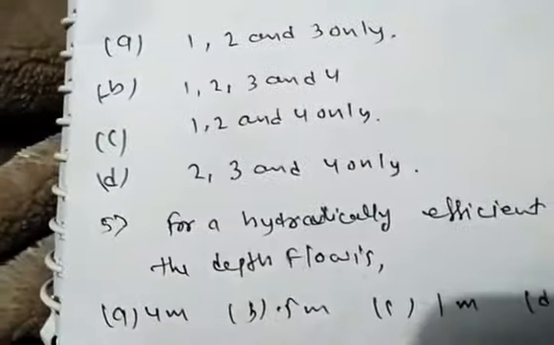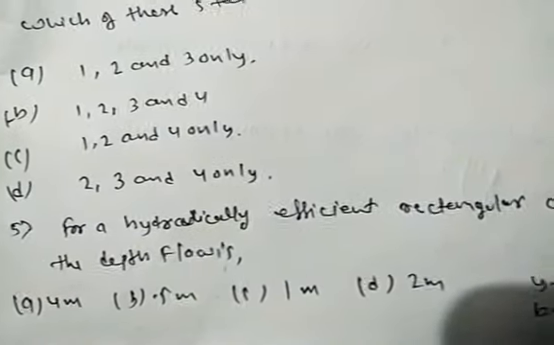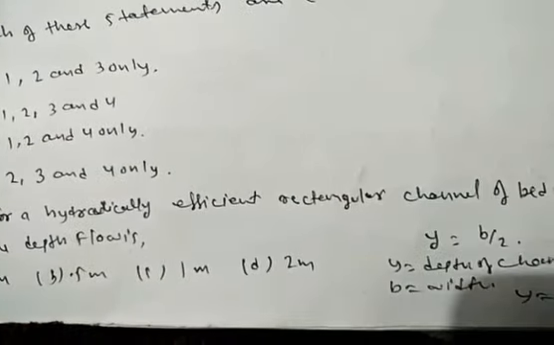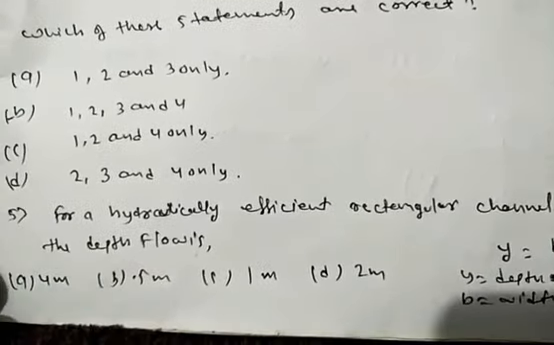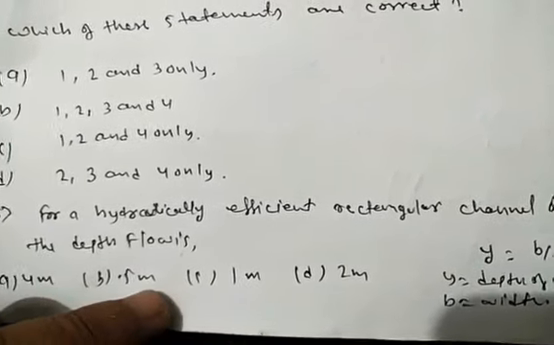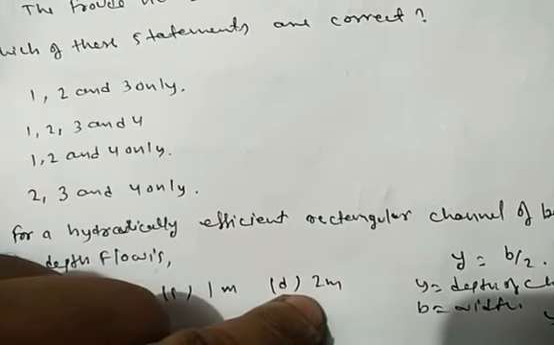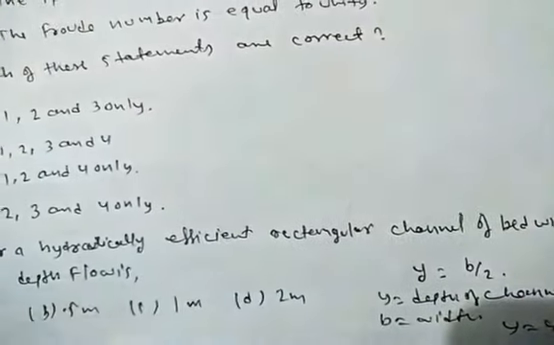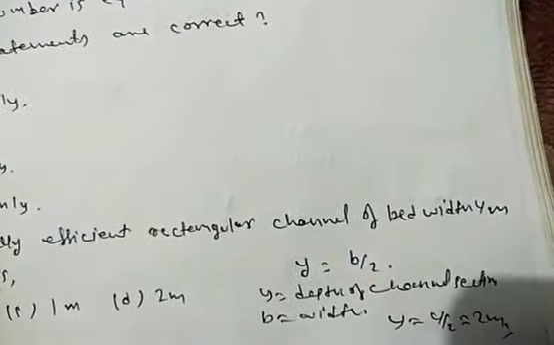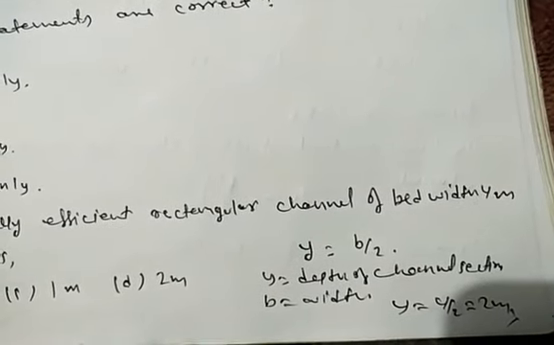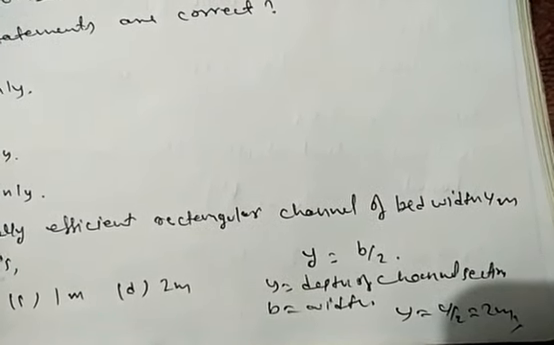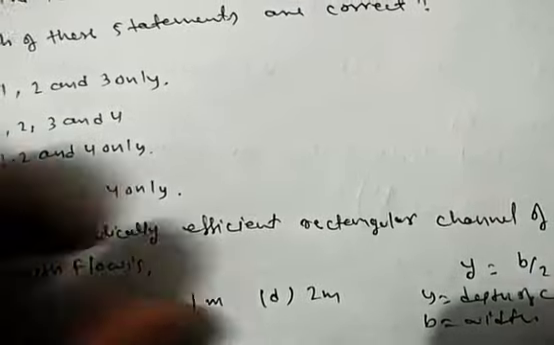Question number 5. For a hydraulically efficient rectangular channel of bed width 4 meter, the depth of flow is: option A 4 meter, B 0.5 meter, C 1 meter and D 2 meter. Y equal to B by 2, where Y is the depth of channel section and B is the width. Y equal to 4 by 2 equal to 2 meter. Option D is correct.